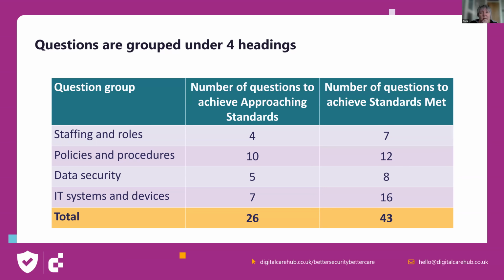So the questions are grouped under 4 headings. You've got staffing and roles, and to achieve approaching standards, that's 4 questions, but to achieve standards met makes it 7. Policies and procedures, there's 10 questions for approaching standards and only 2 more for standards met. So you're nearly there. Data security, 5 questions for approaching standards, 8 for standards met. And then IT systems and devices, there's 7 questions for approaching standards and 16 for standards met. As we said, if you can get to standards met, it's much better, it's easier for you, and then next year it'll be much easier to review.